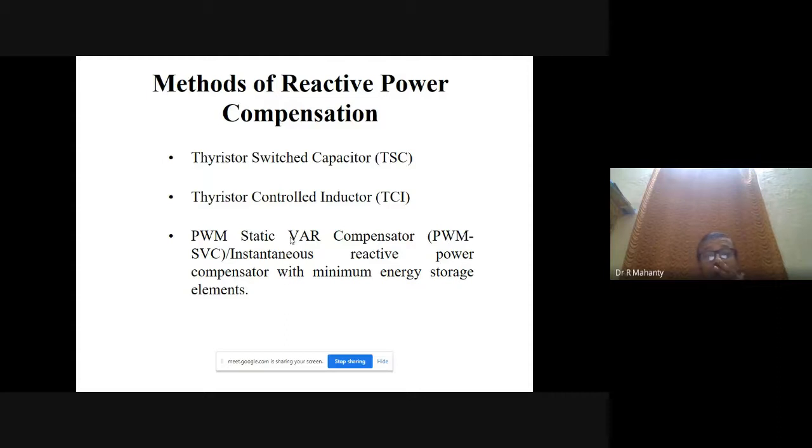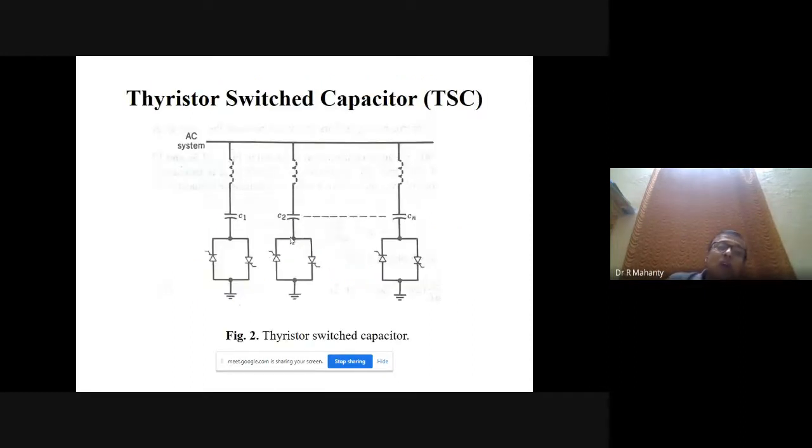And then we have the static PWM static VAR compensator, also known as PWM SVC, or the instantaneous reactive power compensator with minimum energy storage elements. So these are the three basic methods for improving the power factor. Now let us discuss them one by one. The first one is thyristor switched capacitor, or TSC in short.